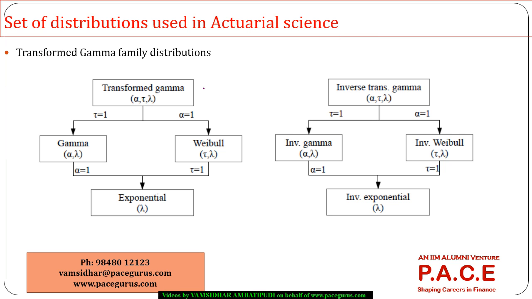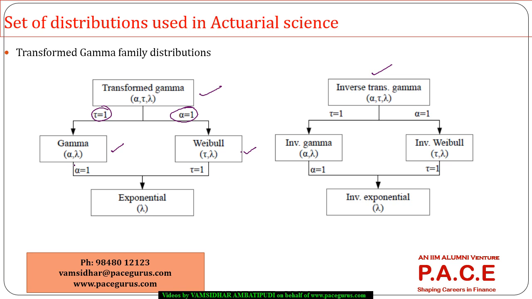So we have different distributions coming from the gamma family. We have a transformed gamma distribution, which is a generalized distribution with parameters alpha, tau and lambda. We have an inverse transformed gamma distribution. Within this, by setting tau equal to 1 and keeping only alpha and lambda, it becomes a gamma distribution. If alpha is set equal to 1, having only tau and lambda, it is the Weibull distribution.